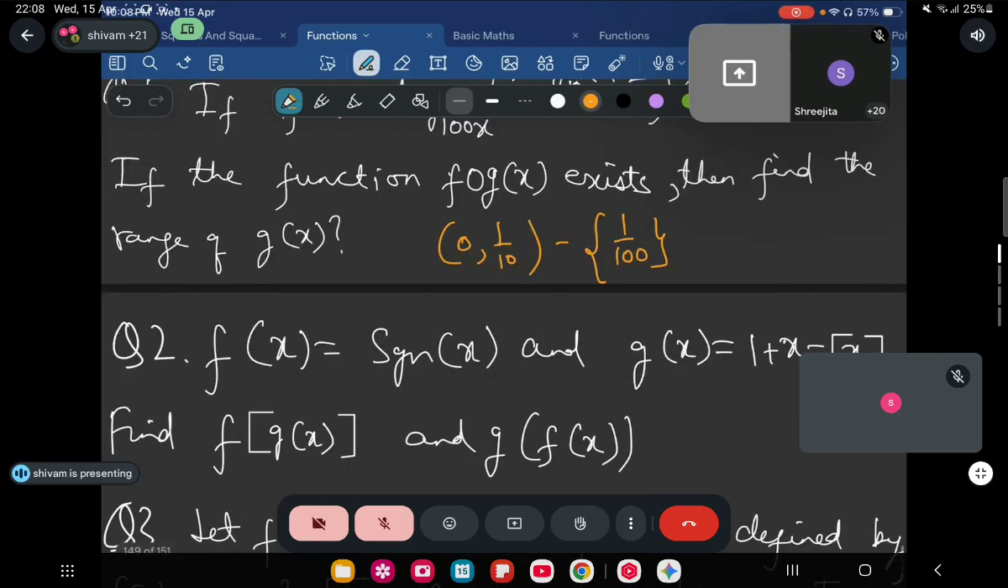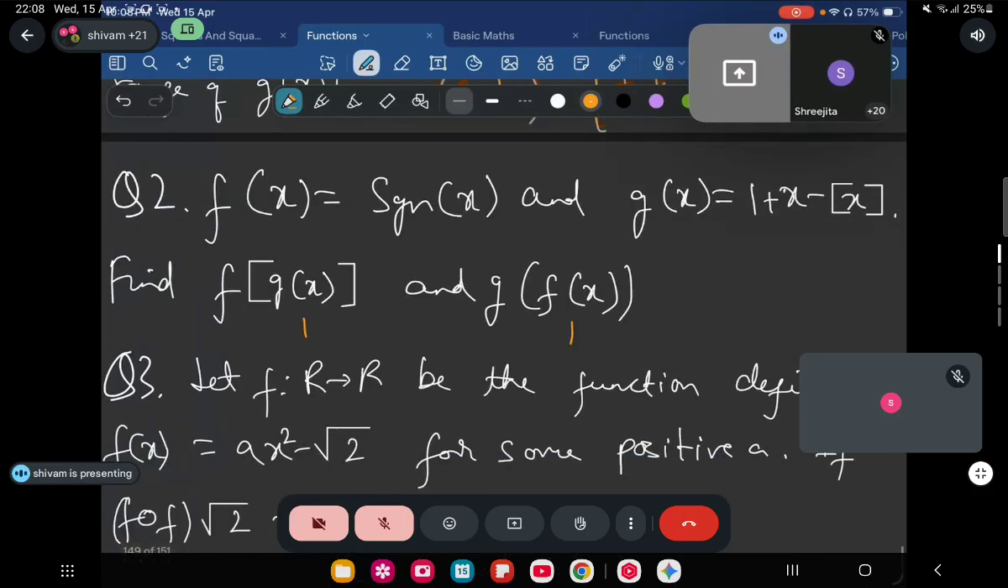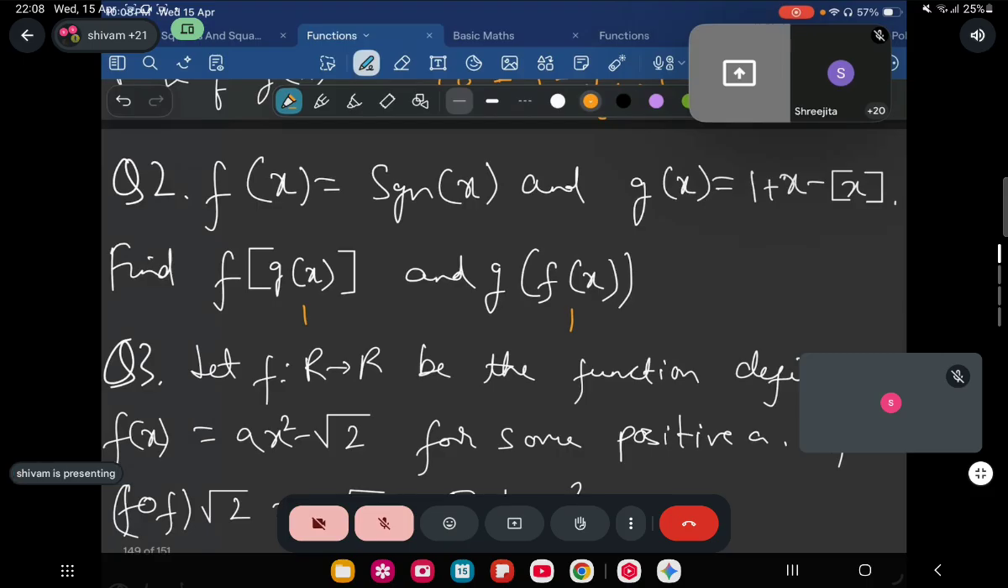Next. Second one, F of g of x and g of f of x, both are 1. Can you do the next one? Second one. F of x equal to signum of x, and g of x equal to 1 plus x minus box of x. Okay, let us start.